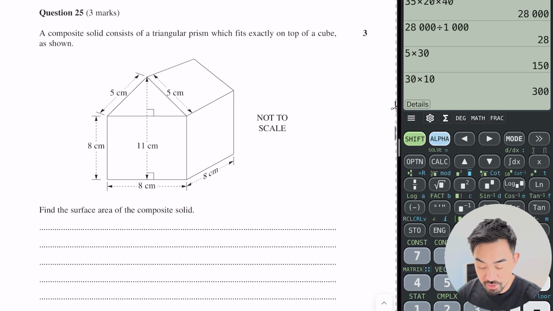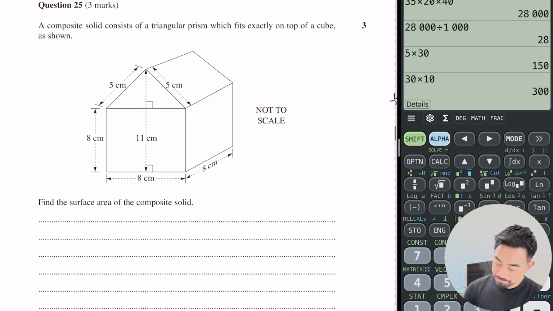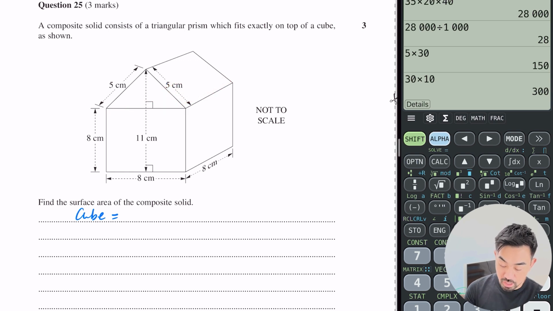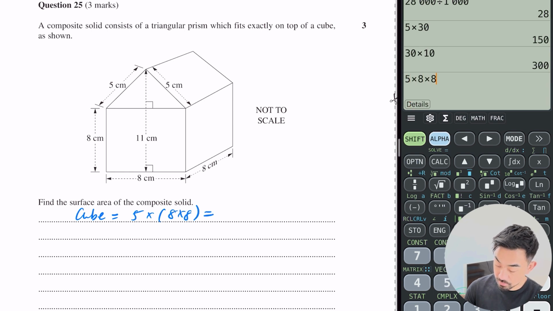All right, question 25. A composite solid consists of a triangular prism which fits exactly on top of a cube. Find the surface area of the composite solid. All right, this one's a bit more straightforward. So let's start with a cube. The cube has 6 sides, but one of the sides is getting sat on, so we can ignore that top one. So it's going to have 5 sides, and each face is 8 by 8.